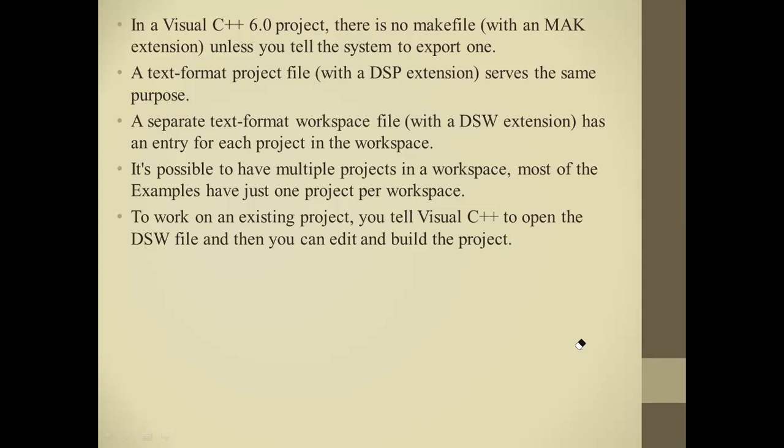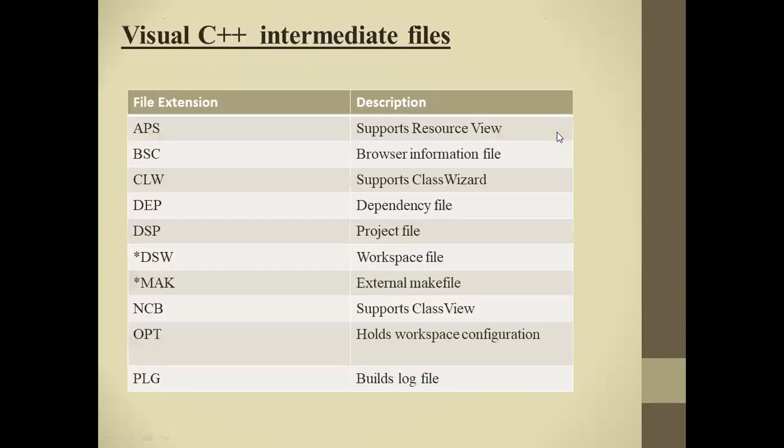And in case of C++, the make files are divided into two types. One is called text format project files, and one is your text format workshop file. Both have different file extensions. One is .tsp and the second one is .dsw. Fine. So this is something about the project. Let's move on. So here you can see some of the intermediate files.